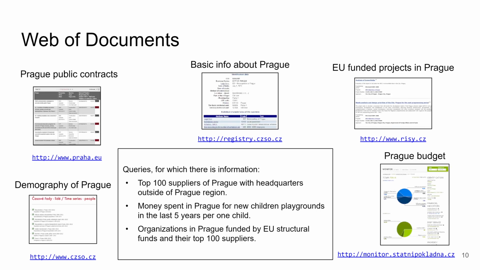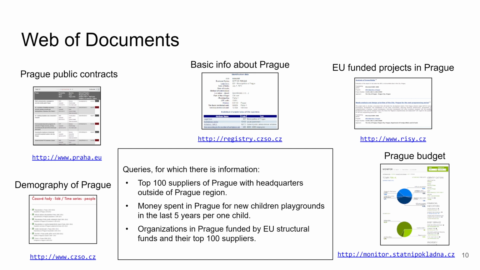Now imagine that you were to answer a query, one of these in the slide. For instance, money spent in Prague for new children playgrounds in the last 5 years per one child. Okay, so imagine that you as an IT specialist would have this task and these websites with all the information there. How would you proceed?